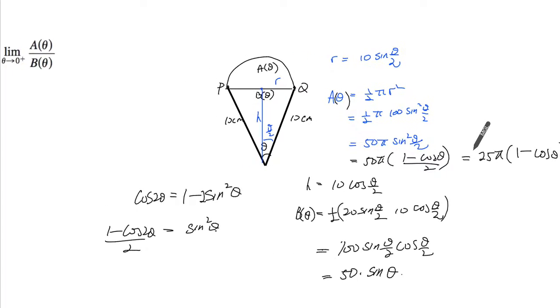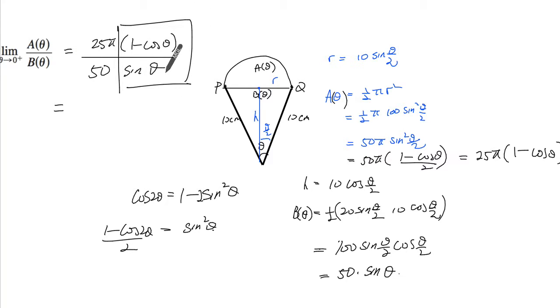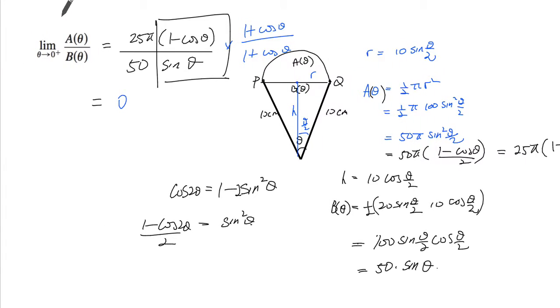So that means this right here is going to be 25 pi times 1 minus cosine of theta over 50 sine of theta. We saw in the previous questions that the limit of this as theta approaches 0 is going to equal 0. You can use the conjugate pair technique. The numerator becomes minus, actually the positive, sine squared theta. So that will make the whole thing equal to 0. Therefore, this limit is equal to 0.